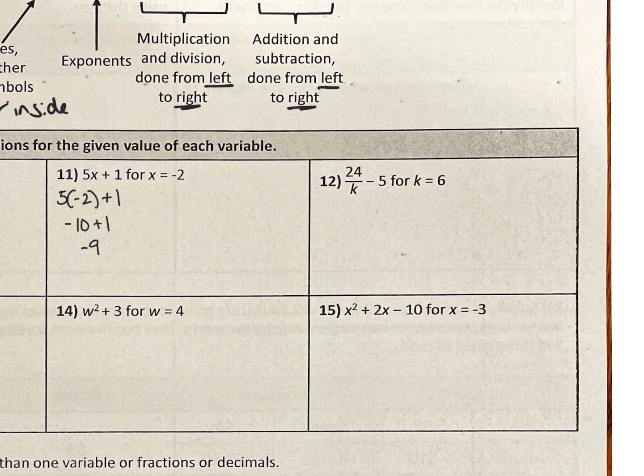All right. On number 12, we have 24 divided by k minus 5. So I'm going to rewrite this as 24 divided by 6, because k is equal to 6, minus 5. Division comes first. 24 divided by 6 is 4. 4 minus 5 is negative 1.